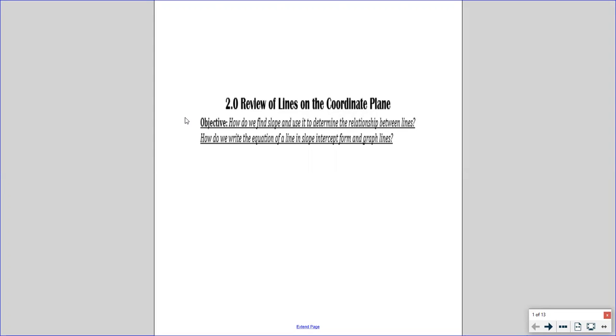So this is stuff that you've learned in algebra, when you took algebra. So we're just going to do a refresher so that way you remember it, because it's going to be used especially in geometry.